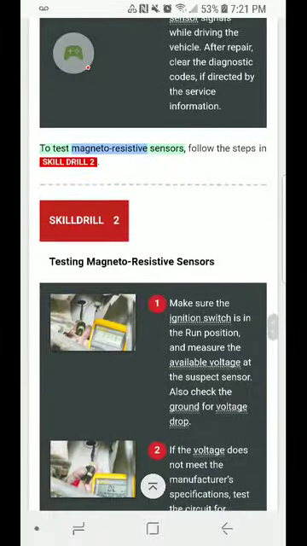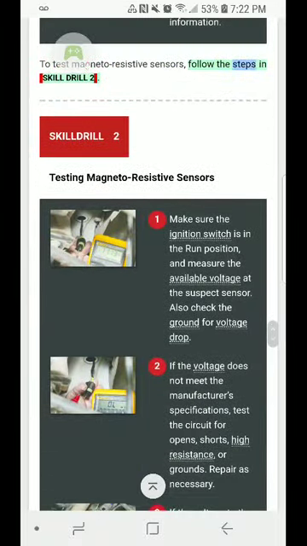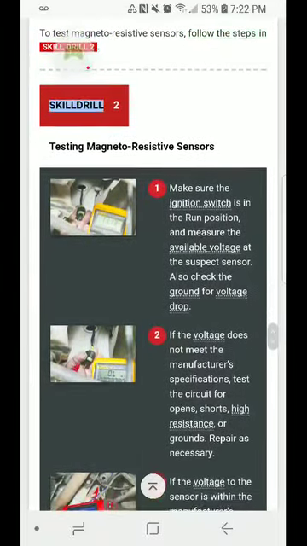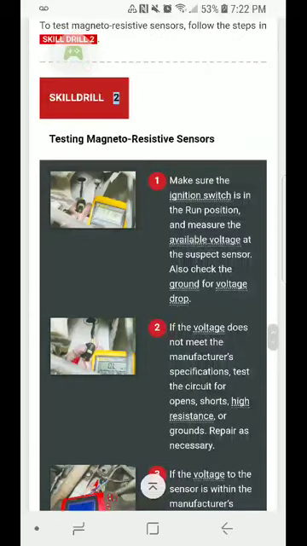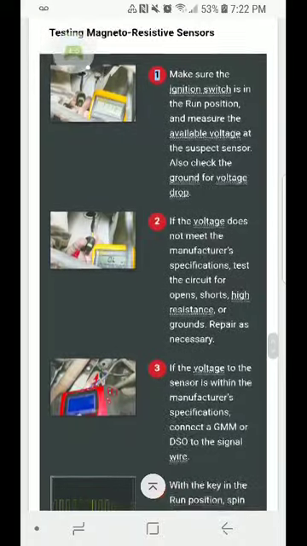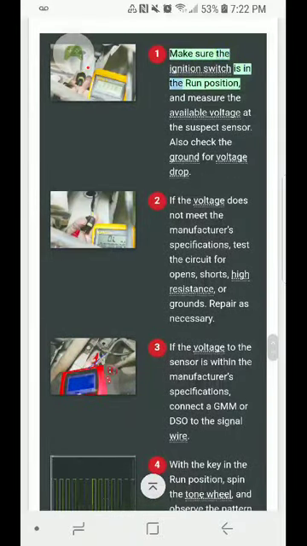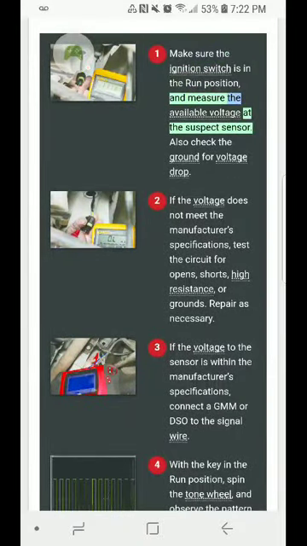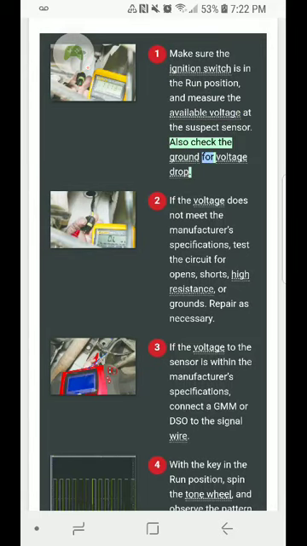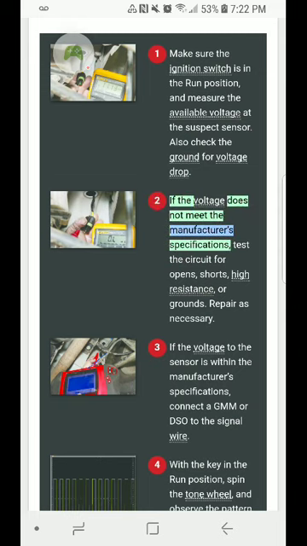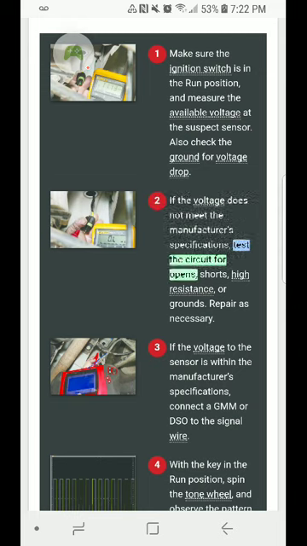To test magnetoresistive sensors, follow the steps in Skill Drill 2. Skill Drill 2. Testing magnetoresistive sensors. 1. Make sure the ignition switch is in the run position, and measure the available voltage at the suspect sensor. Also check the ground for voltage drop. 2. If the voltage does not meet the manufacturer's specifications, test the circuit for opens, shorts, high resistance, or grounds.